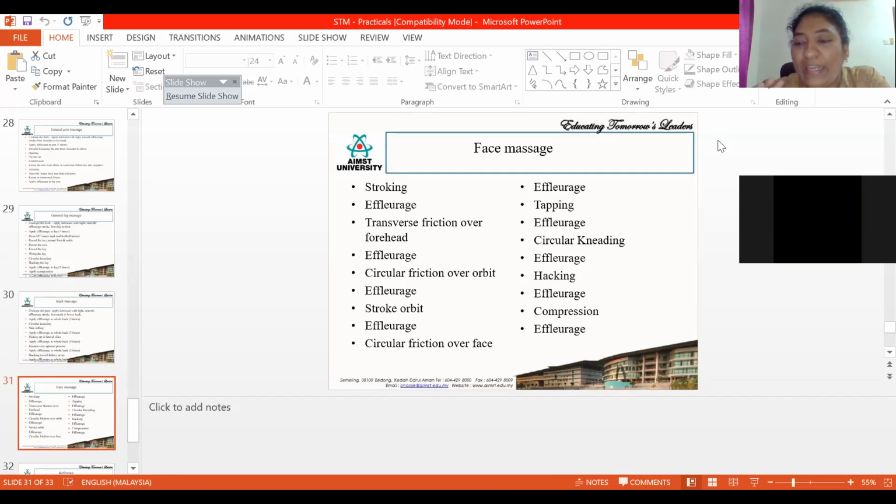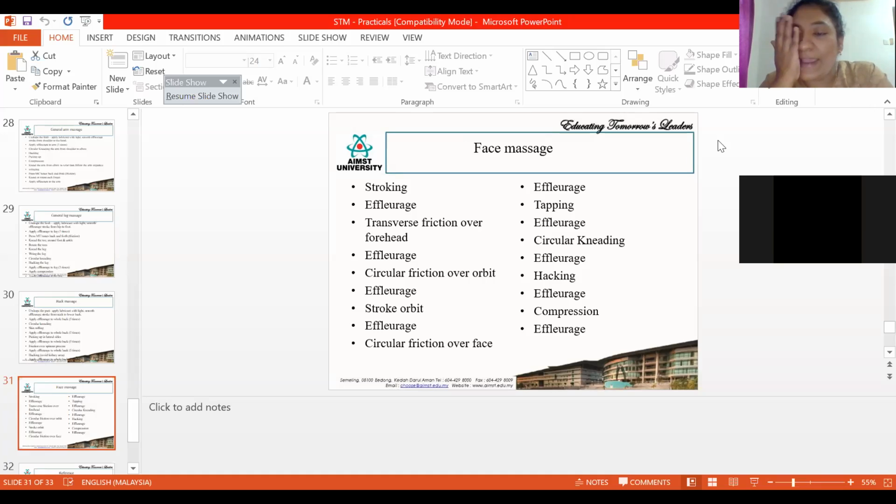That's why I'm not going in depth about the condition. Okay, so when you say Bell's palsy, it is called a lower motor neuron lesion. So when it is a lower motor neuron lesion, one side of the face will be affected. Okay, so this side will be affected. So the person will not be able to close the eyes. The person will not be able to close the mouth.